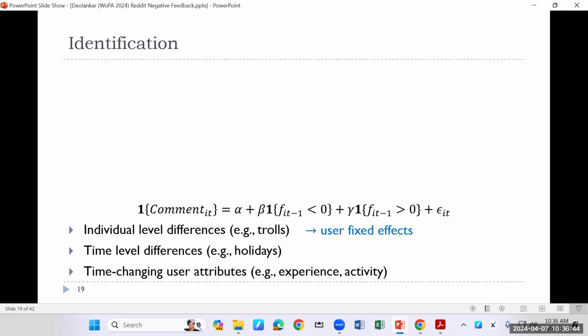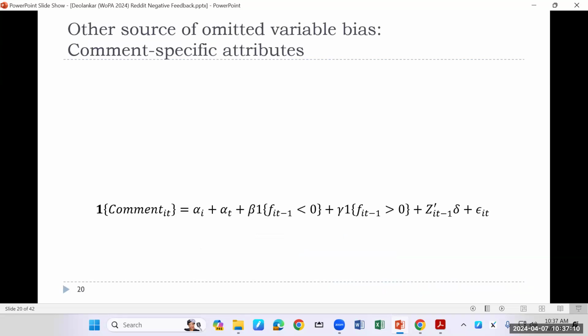Now, what I'm going to do is leverage the fact that I have panel data, meaning I observe the same individual over time. So I observe their karma fluctuations over time and their posting decisions over time. And I'm going to employ user fixed effects and date fixed effects to control for these sources of confounding. And I'm going to control for these time-changing user attributes using karma levels in the prior period, whether or not the individual created a comment in the prior period, and so on. And then that would change the specification as follows. So instead of alpha, you now have alpha, alpha t, the fixed effects, and a matrix of controls in the form of Z delta.